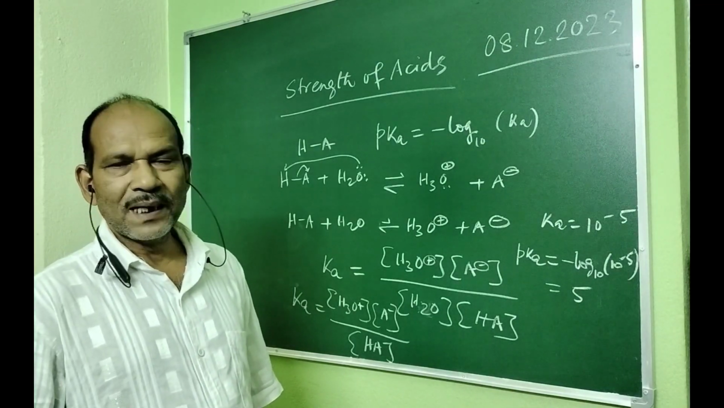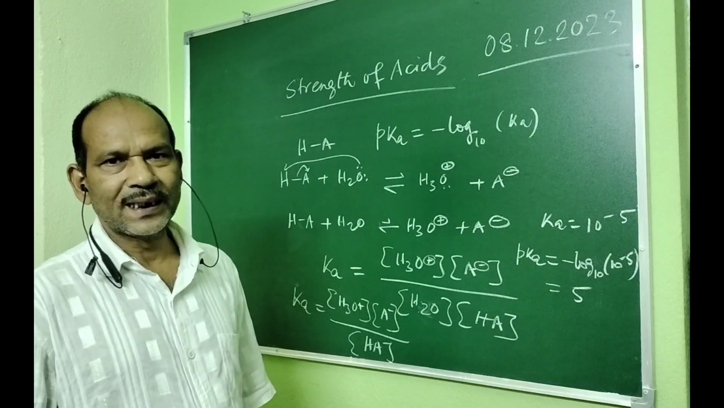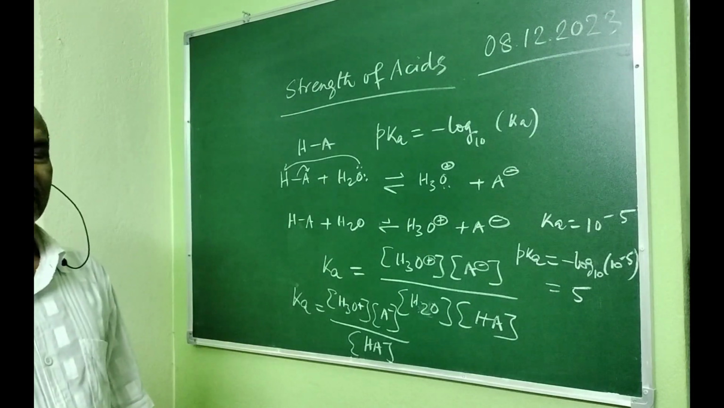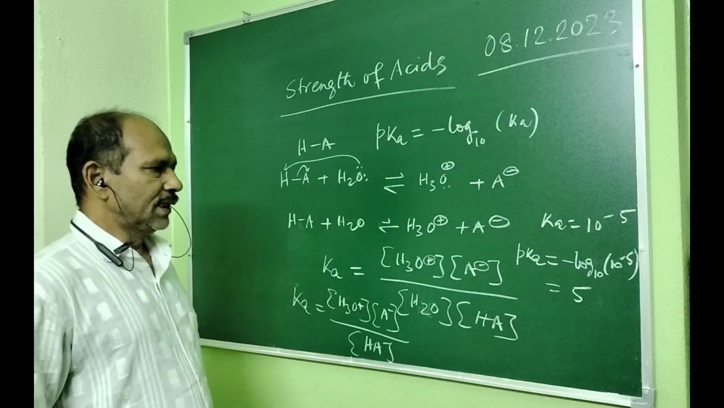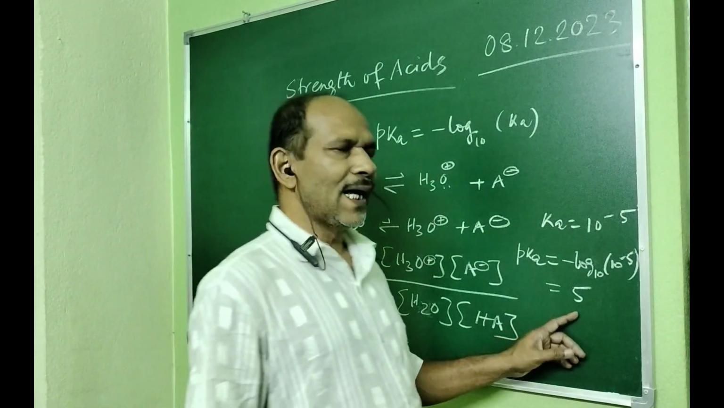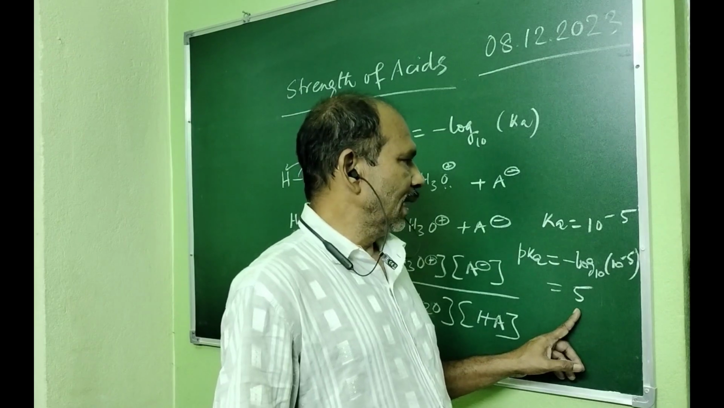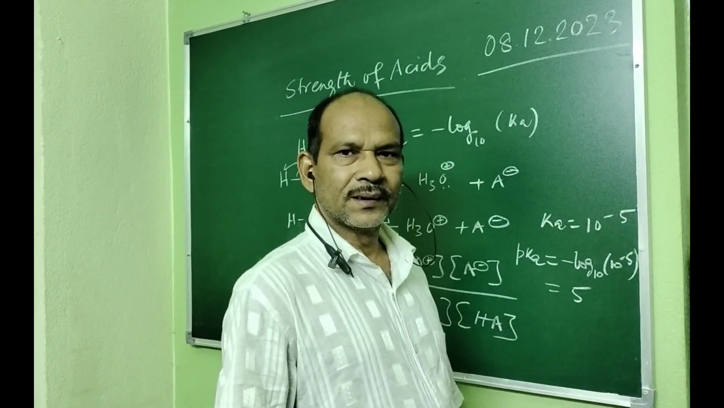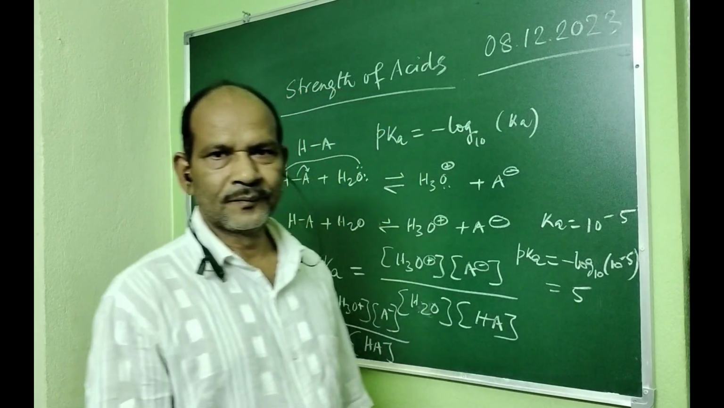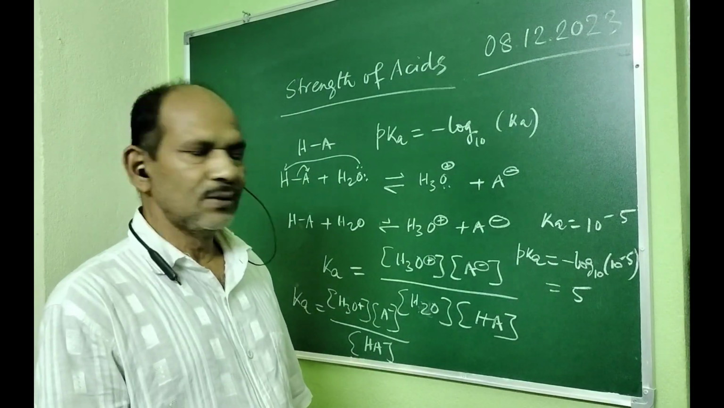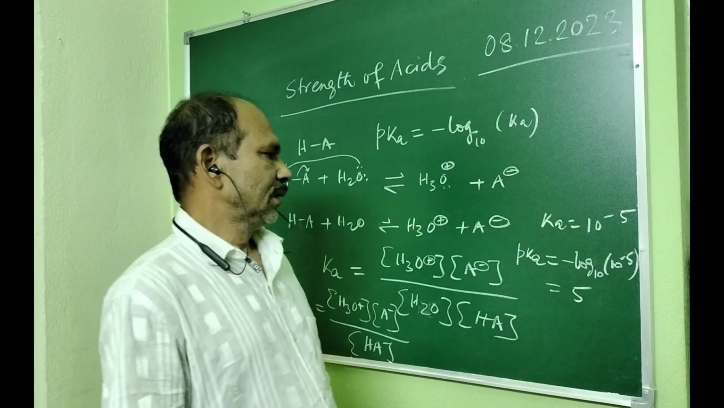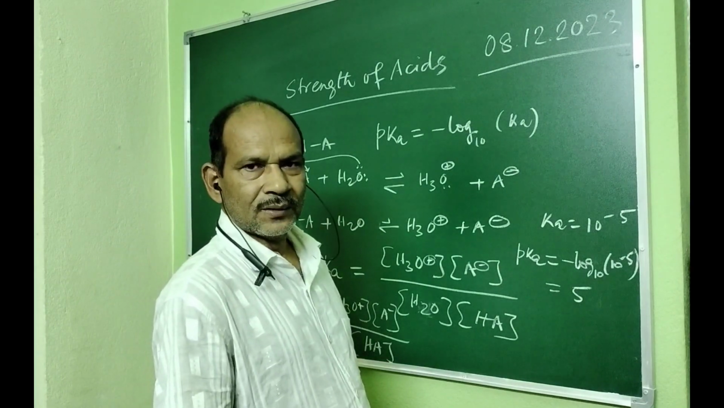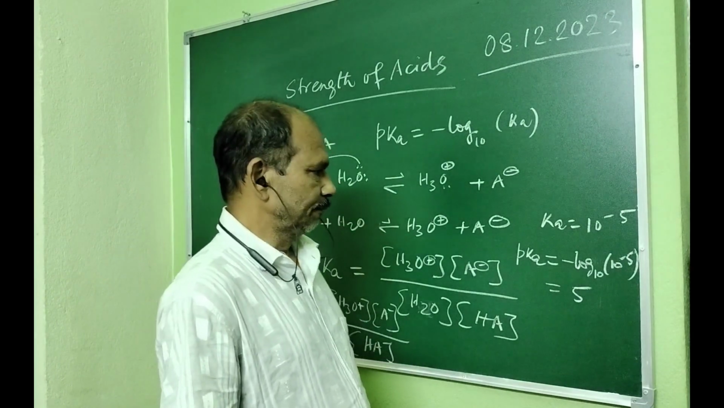To compare the acidity of weak acids, we generally use the pK value. Where the pK value is higher, the acid will be weaker. The larger the pK value, the weaker the acid, and the smaller the pK value, the stronger the acid.